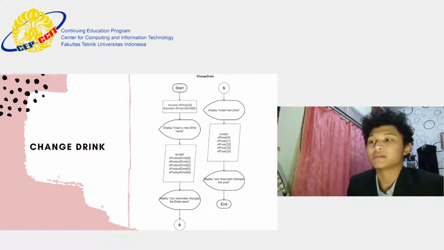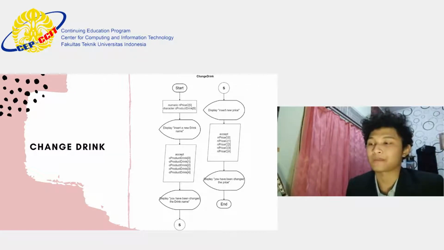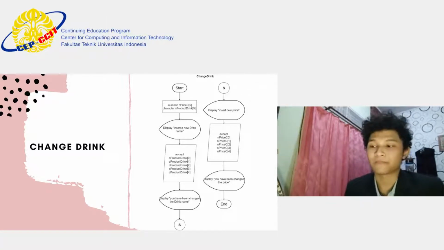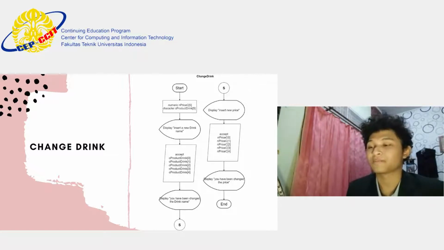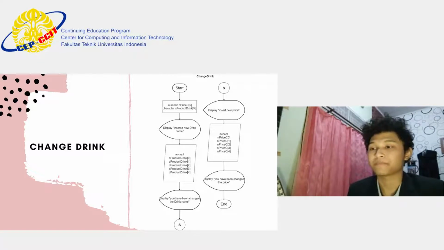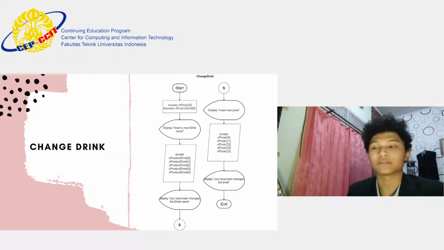And the last one is the change drink procedure. We have this start initiator first, and then we declare the numeric n price C with 5 array and character C product drink with 5 array too, and then we display insert new drink name, and then we have this input symbol that accepts C product drink 0 until 4, and then we display you have been changed the drink name, and then we separate this with an on-page connector labeled with the letter S, and then display insert new price, and then we accept n price C0 until 4, and then display you have been changed the price.